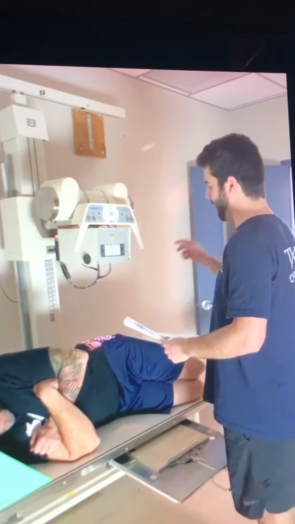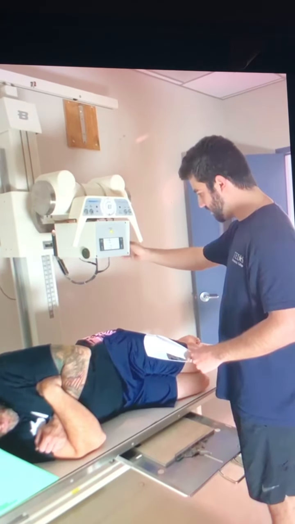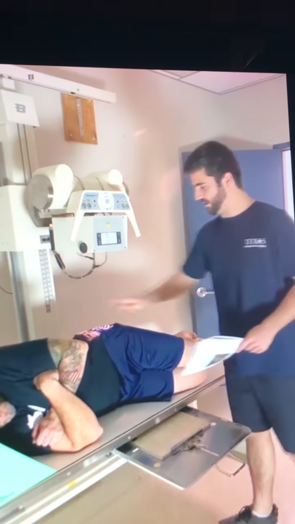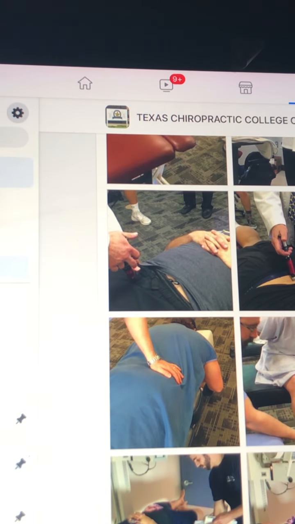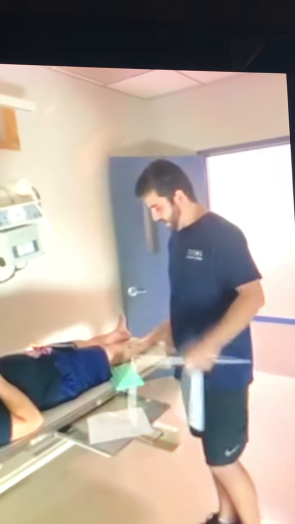You want to collimate it to 8 by 10. And that is the lateral sacrum. Okay, so lateral sacrum, to the right. Alright, so we'll be doing an AP.